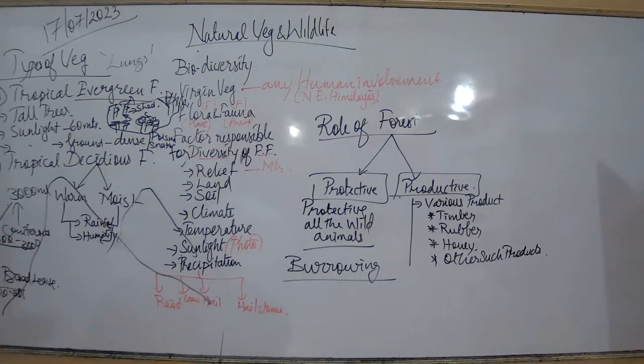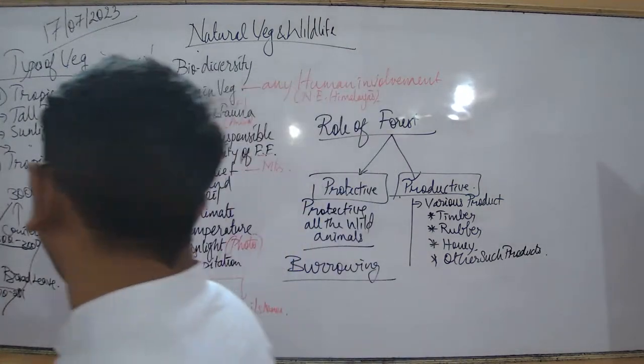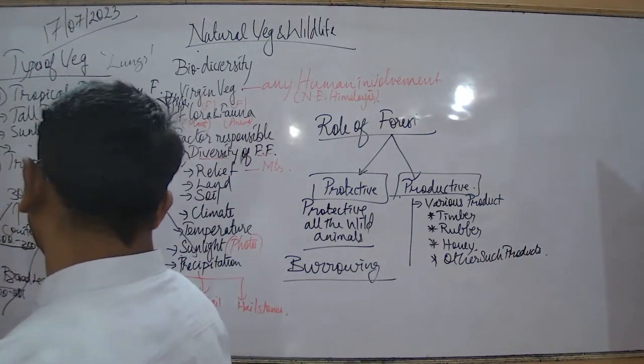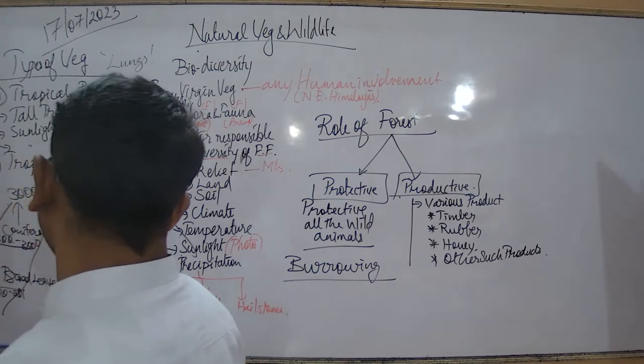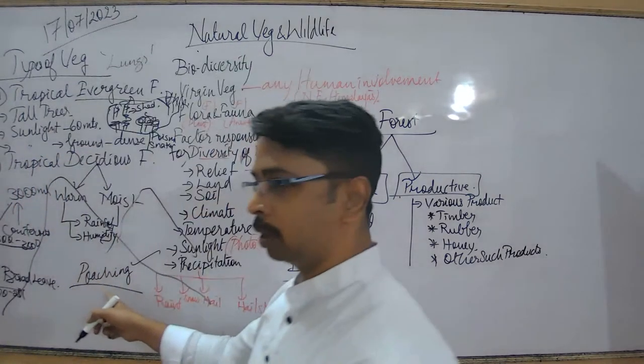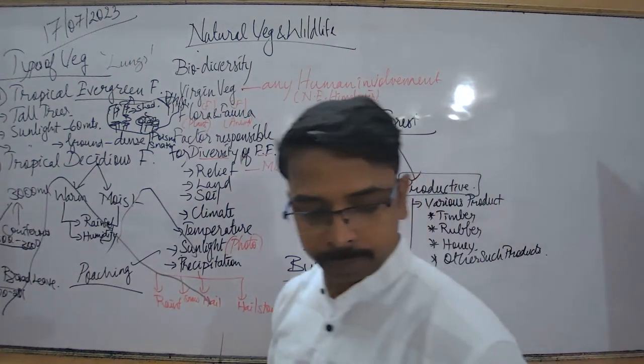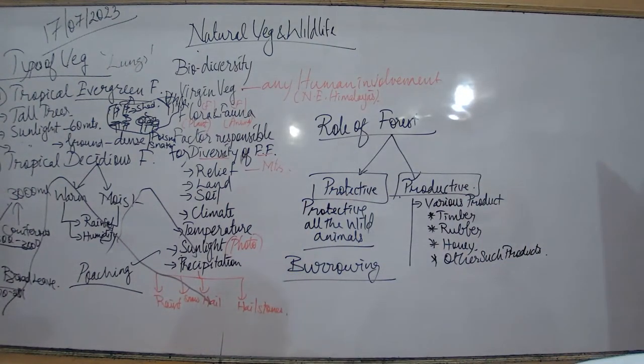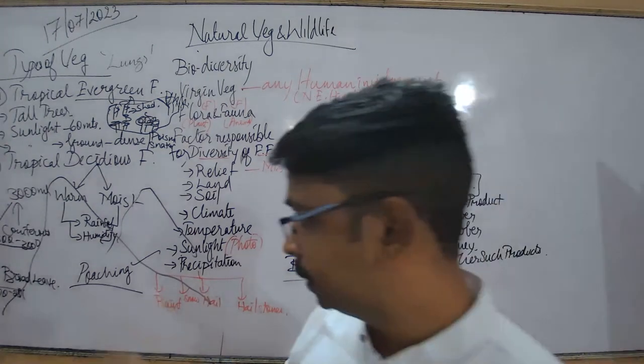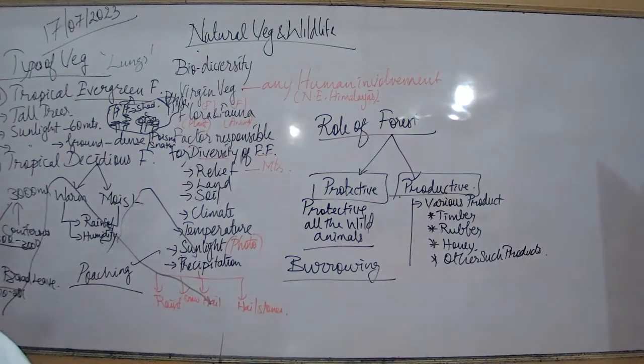Rapid increase in hunting and poaching. Rapid poaching matlab mainly for these big cats, hain, usko poaching bolte hain. Rapid increase in hunting and poaching, this is poaching. Next. I have given the spelling of the word poaching right here. Third, large scale deforestation.